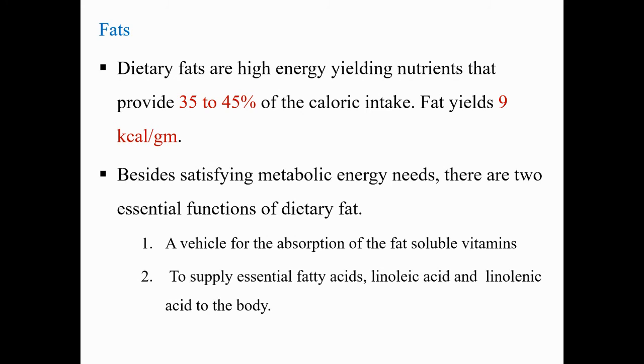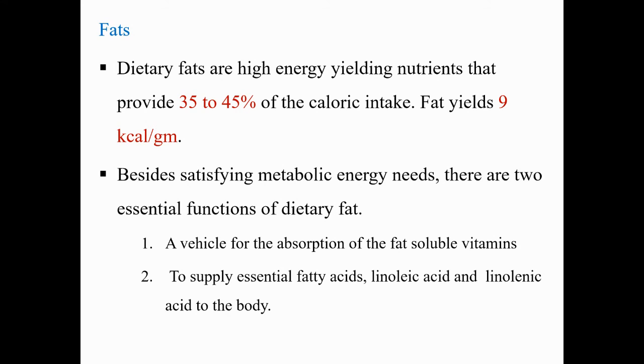Dietary fats are high energy yielding nutrients that provide 35 to 45 percent of calorie intake. Just look into this. Fat provides 9 kilocalories per gram. 1 gram of fat will give 9 kilocalories of energy.